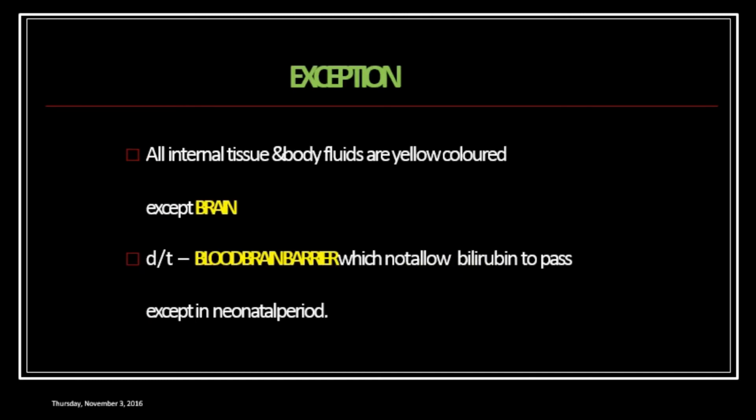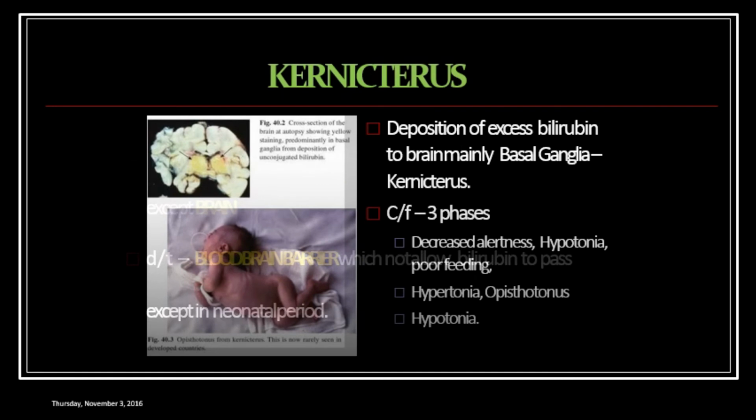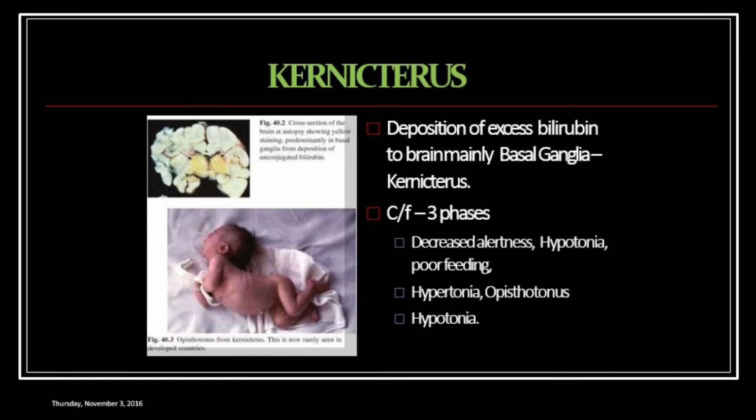Now, usually all our body fluids and body tissues are yellow in color, except for our brain, because our brain has something called the blood-brain barrier. This will not allow bilirubin to go to the brain because bilirubin is toxic to the brain. So it won't allow bilirubin to have access, except in cases of the neonatal period. In the neonatal period, children are at risk if they don't have a controlled amount of bilirubin. If they have an excess amount of bilirubin, then this excess bilirubin can get deposited in the brain. And if it happens, we call the condition Kernicterus.